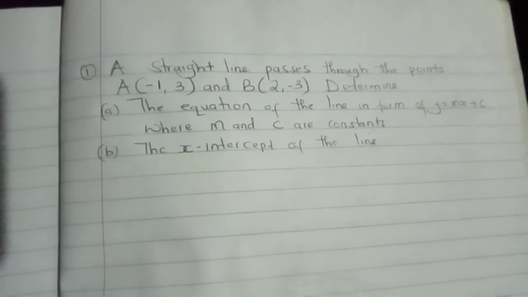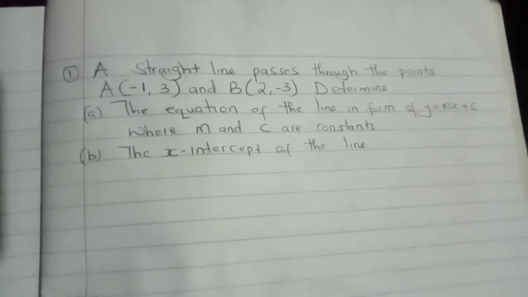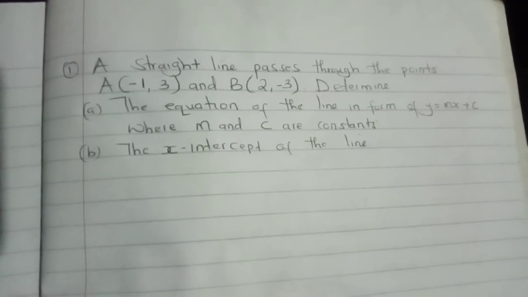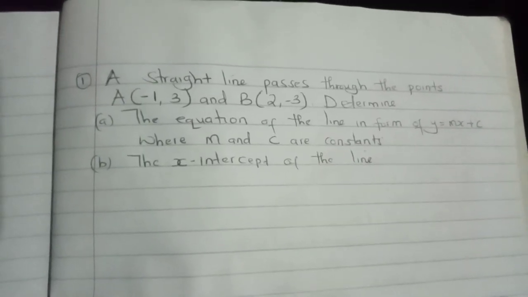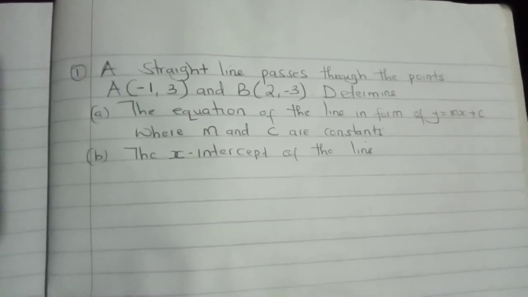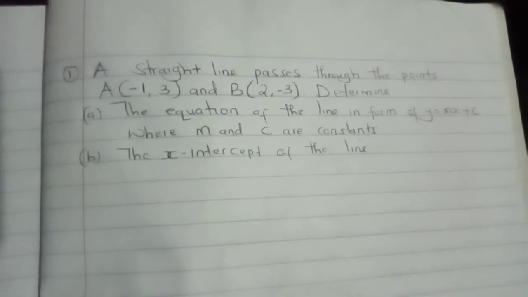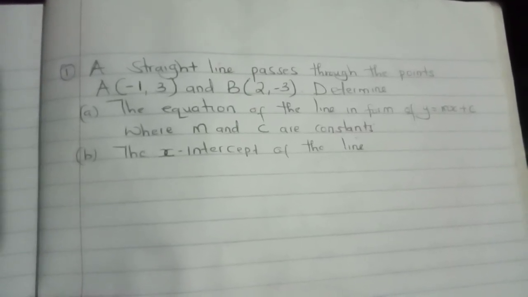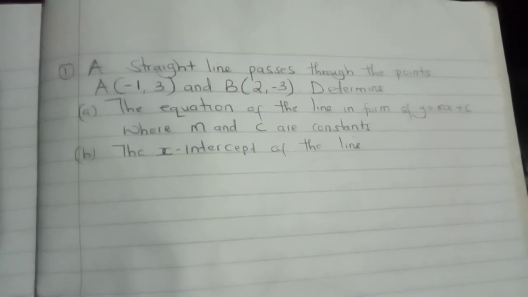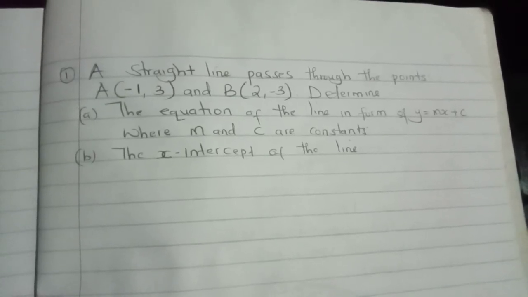So today I want to talk about the equation of a straight line. This question is in grade 9 and also it's a question in Form 2 in senior schools for the current students that are doing 844. So the question reads, a straight line passes through the points A (-1, 3) and B (2, -3). Determine A, the equation of the line in form of y is equal to mx plus c, where m and c are constants, and part B of the equation, the x-intercept of the line.